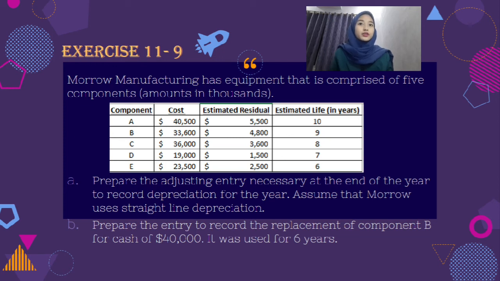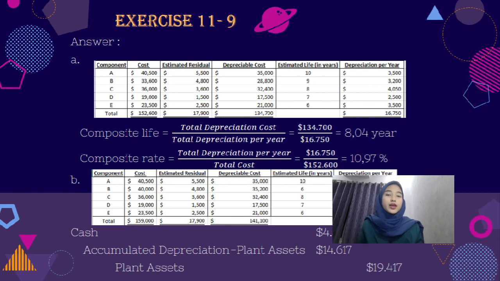And B. Prepare the entry to record the replacement of component B, for cash of $40,000, it was used for 6 years. The answer is A. You can see it in the table. And then the depreciable cost in the table is obtained from cost minus estimated residual, and then the depreciation per year is obtained from the depreciable cost divided by estimated life.